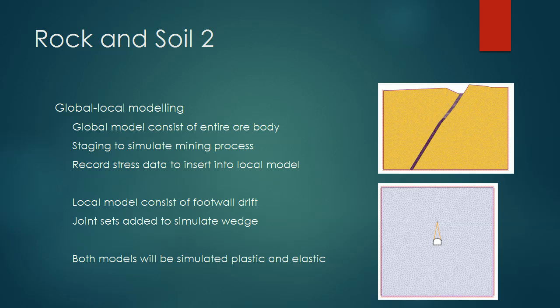The local model, as seen down to your right, consists of the footwall drift. We have added joint sets in order to simulate the wedge. Both models will be simulated plastic and elastic, and the results will be compared between them.